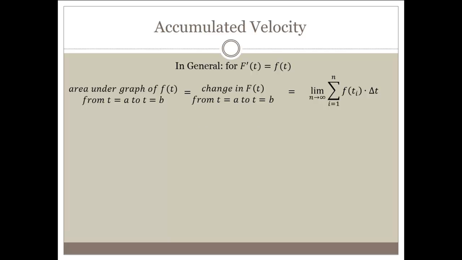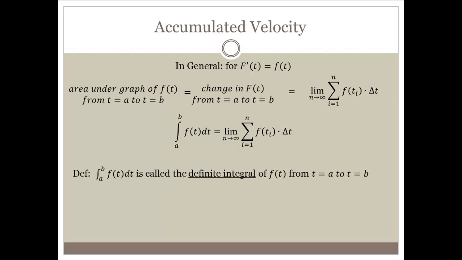Note that since what we have written on the right is so tedious, we give it the following notation, which is called the definite integral. We say the integral from a to b of f of t dt is called the definite integral of f of t from t equals a to t equals b.